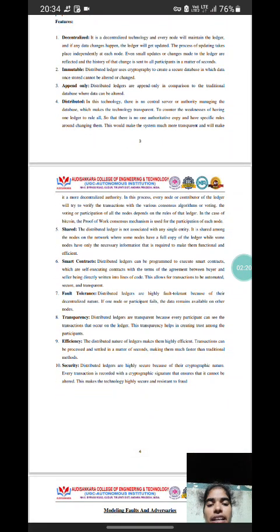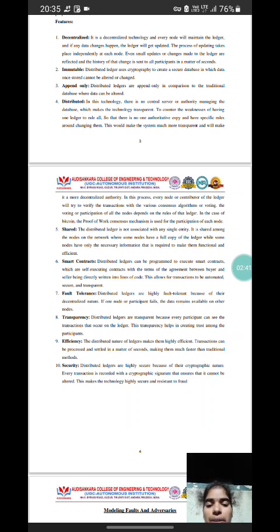In this process, every node or contributor of the ledger will try to verify the transactions with the various consensus algorithms or voting. The voting or participation of all the nodes depends on the rules of that ledger. In the case of Bitcoin, the proof of work consensus mechanism is used for the participation of each node.